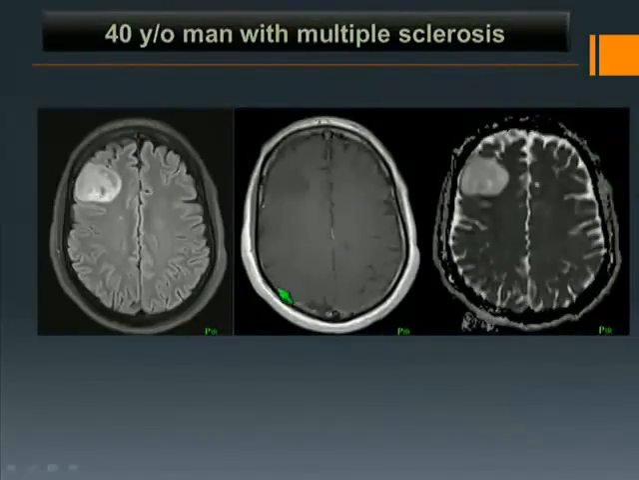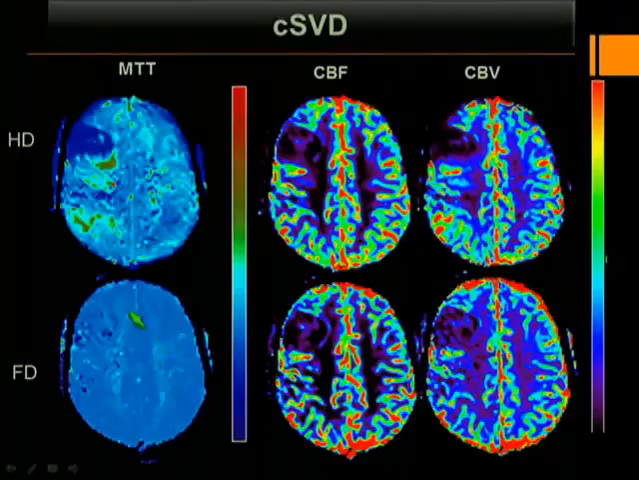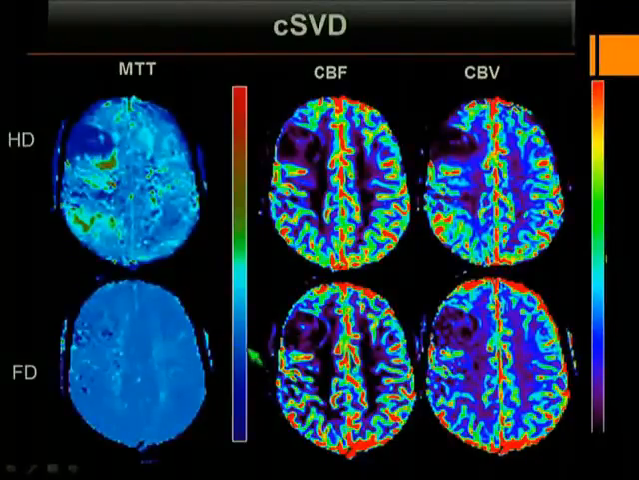This was a 40-year-old man with multiple sclerosis. This cortical-based non-enhancing lesion. The question was low-grade glioma versus tumor-active MS. He was scanned with perfusion. We did both half-dose and full-dose, and you can see these are the maps processed with CSVD.